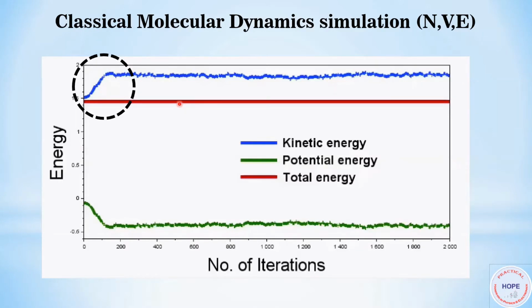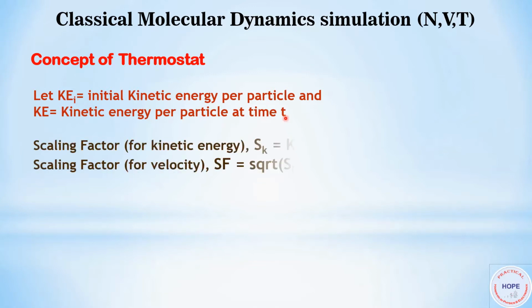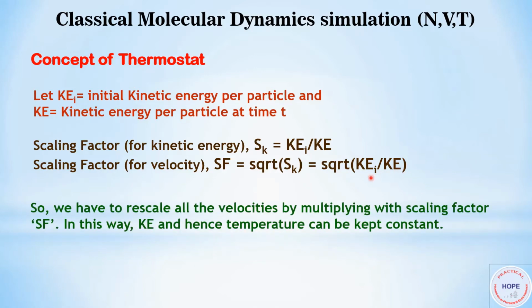Next we are going to discuss NVT system, where temperature will be kept constant instead of total energy. So here comes the concept of thermostat. Let KEI be the initial kinetic energy per particle and KE the kinetic energy per particle at time t. So we define the scaling factor for kinetic energy SK as KEI divided by KE, and the scaling factor for velocity SF is the square root of SK. So we have to rescale all the velocities by multiplying with scaling factor SF. In this way, the kinetic energy and hence temperature can be kept constant.